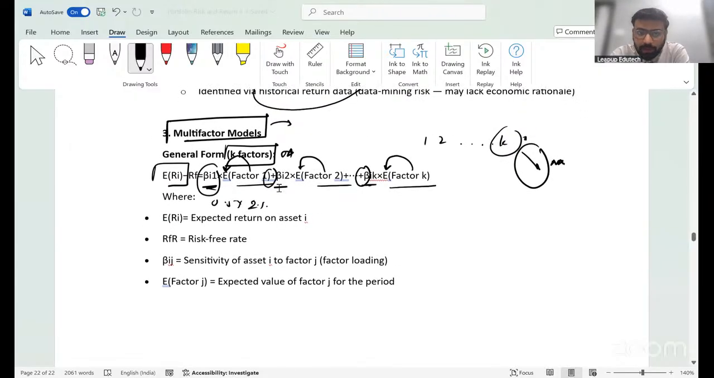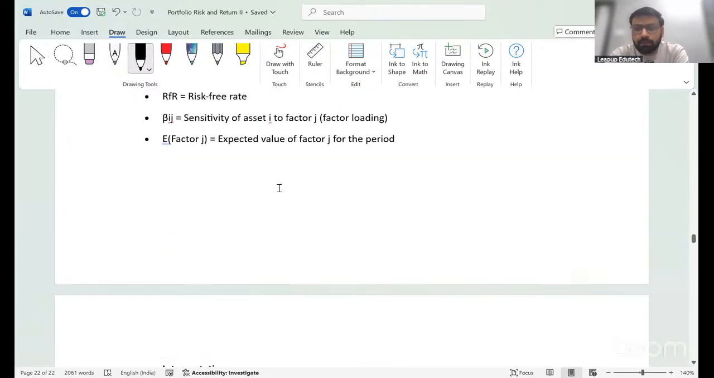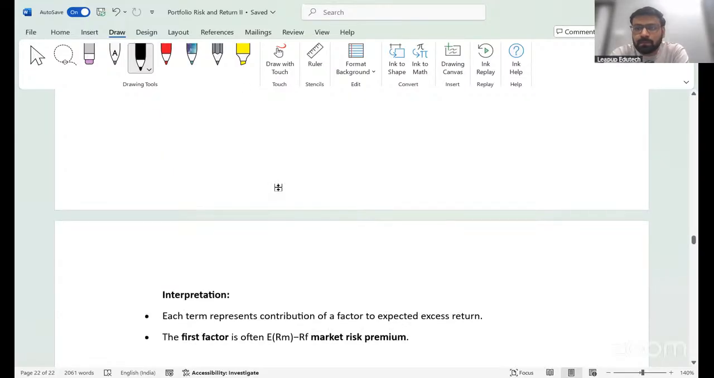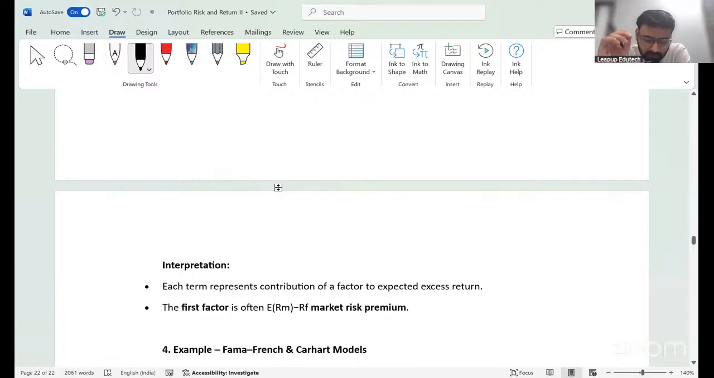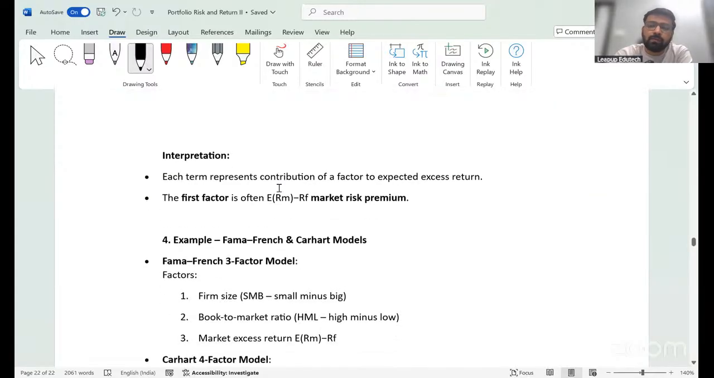One of the factors is market risk premium, usually. Not in this case, but usually it is. Usually one of the risk factors is market risk premium, which is RM minus RF. So usually the first factor is the expected return on the market minus the risk-free rate, which is the market risk premium. It is also one of the factors.